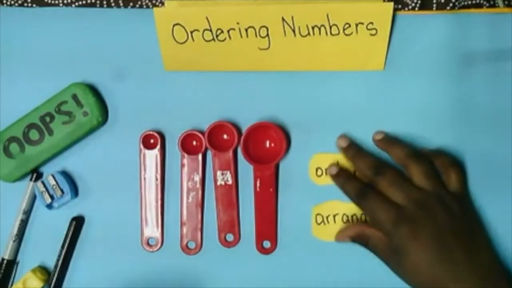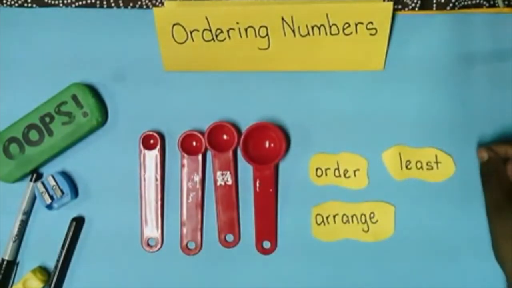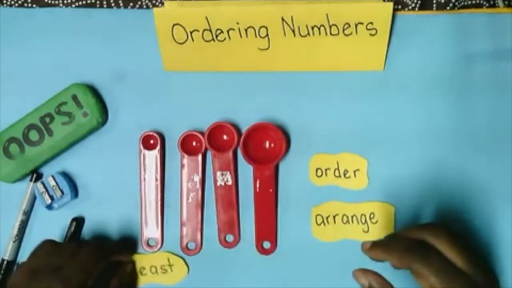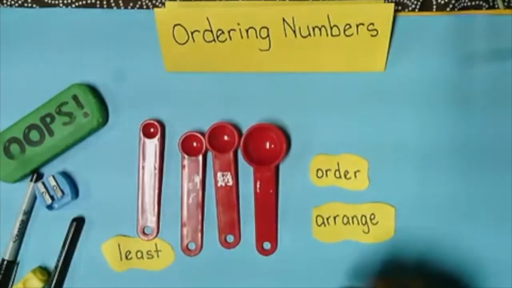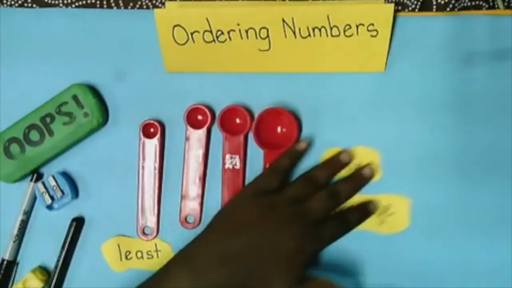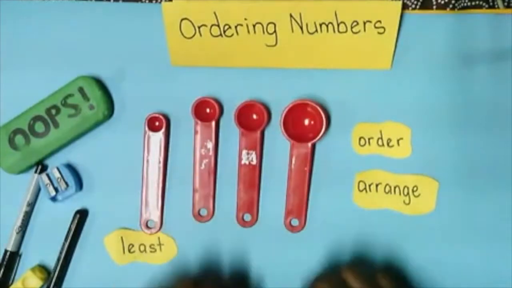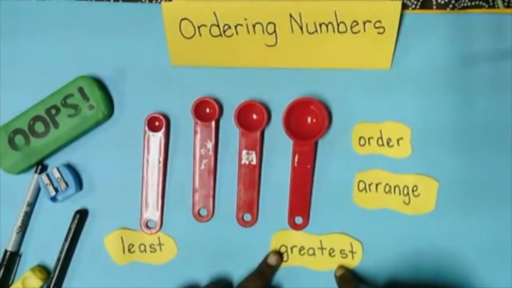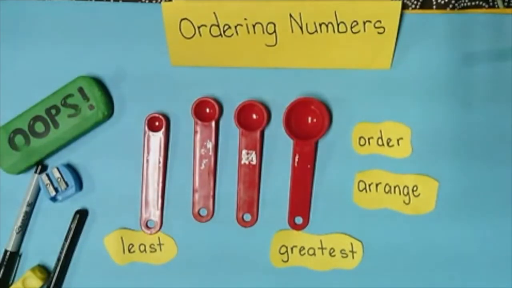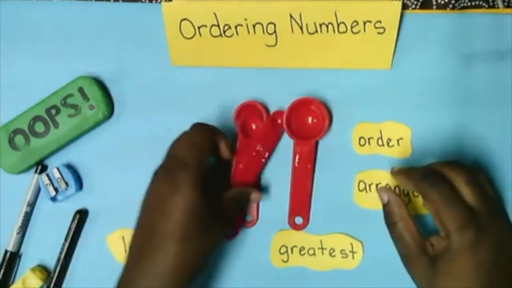And another word that we're going to see is least. Least. Smallest. Smallest. And then the opposite of least is greatest or the biggest. So we put these in order.